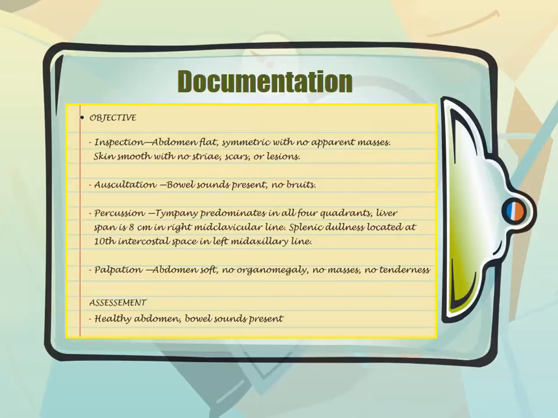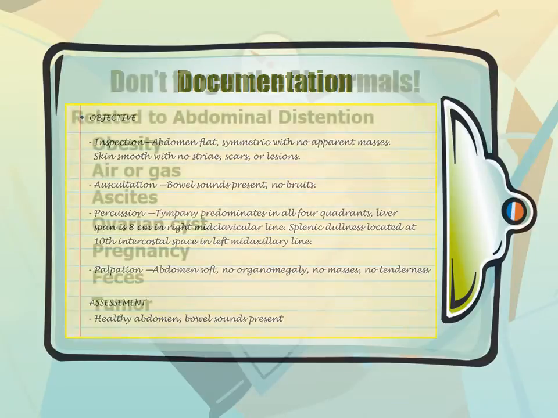When we palpate, we want to make sure that the abdomen is soft, that they're not having any organomegaly. So in other words, we can't feel the spleen, we can't feel the liver. We want to make sure that there aren't any masses or tenderness. Healthy abdomen, and bowel sounds are present.